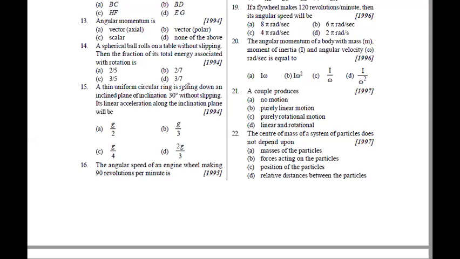The thin uniform ring is rolling down an inclined plane with inclination 30 degrees without slipping. Its linear acceleration along the inclined plane will be, tell me. Fifteenth one, everyone, 15th one.